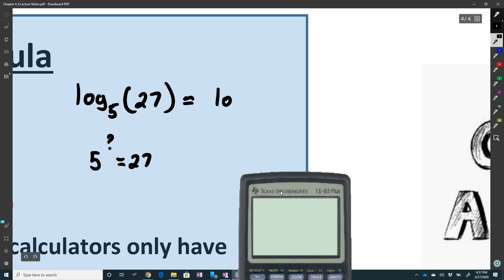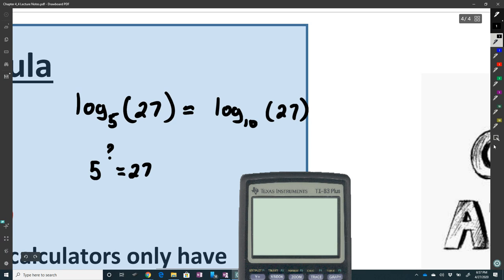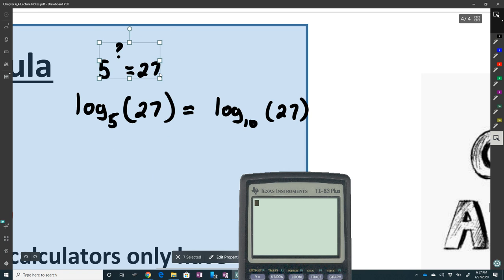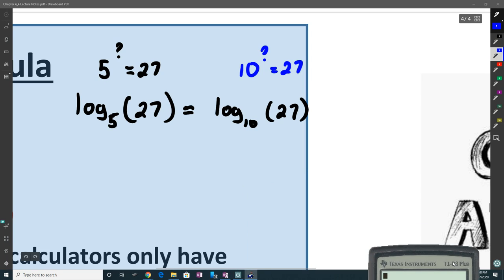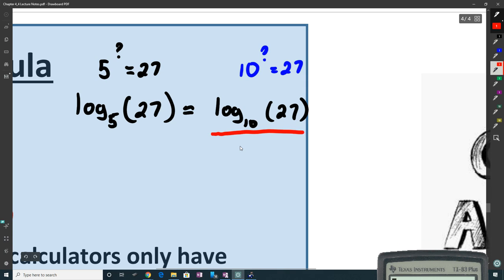So doing it like that would be completely illegal. Let me put the 5 to the what above it. Okay. So that's completely illegal because you can see that this one and this one have different answers. 5 to the what equals 27 has a different answer from 10 to the what equals 27. So you can't just change the base and get away with it. What you need to do is divide by the log of the old base.